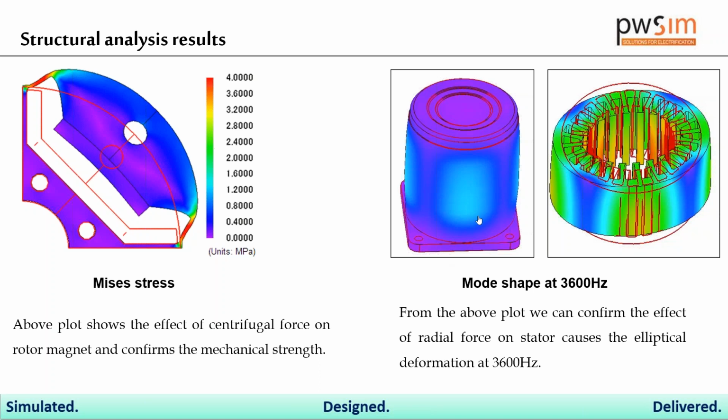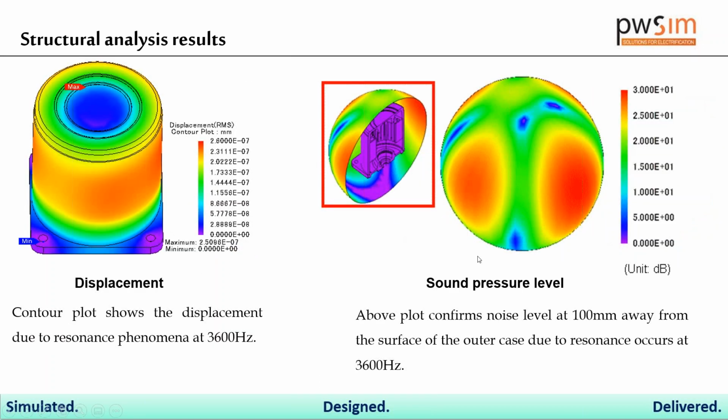Okay, so similarly, if you go further, you can see the sound. How much sound is being produced out of the motor? So a noise level at 100 mm away from the surface of the rotor case due to resonance occurs at 3600 hertz. At the same time, when the stator deforms, there is an increase in the noise level. So such type of studies can be performed using structural analysis, and it will contribute very well in analyzing your motor in a perfect manner.